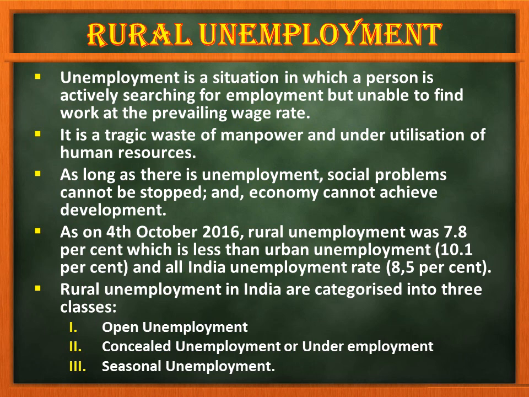What is unemployment? We have seen this in part 1 itself. So once again, unemployment is a situation in which a person is actively searching for employment but unable to find work at the prevailing wage rate. Persons after finishing their studies have to go for a job. If they are not going for a job or not getting a job, then those persons we can call unemployed.